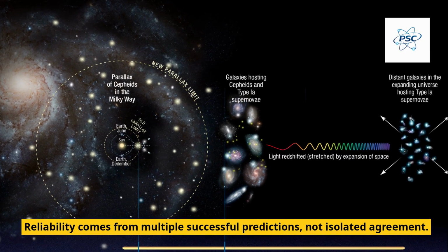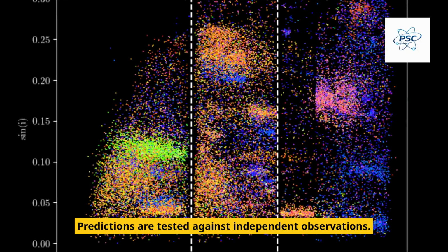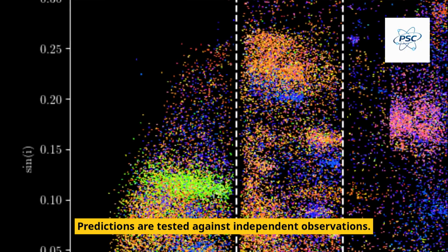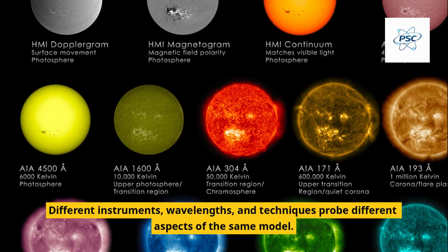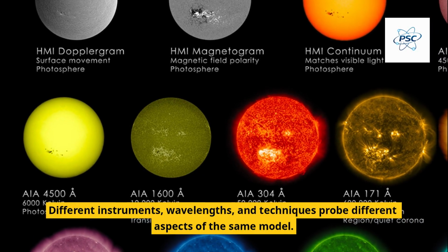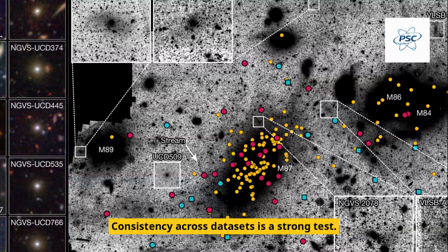Reliability comes from multiple successful predictions, not isolated agreement. Predictions are tested against independent observations. Different instruments, wavelengths, and techniques probe different aspects of the same model. Consistency across datasets is a strong test.